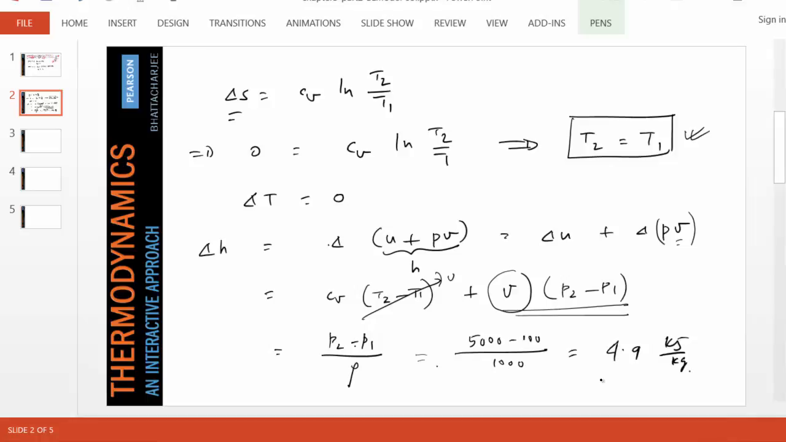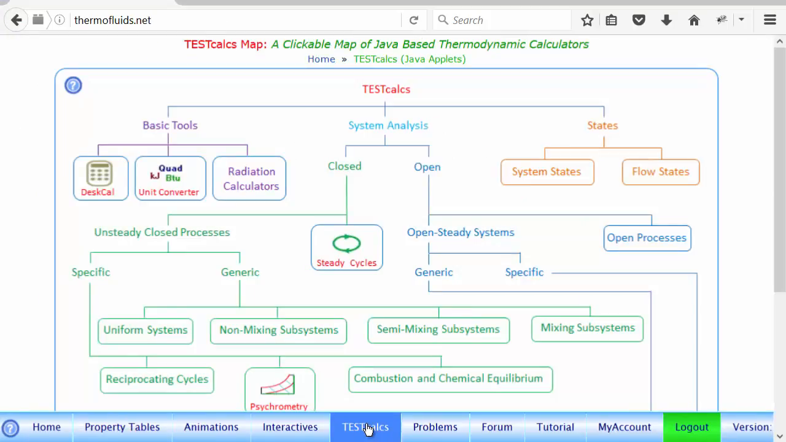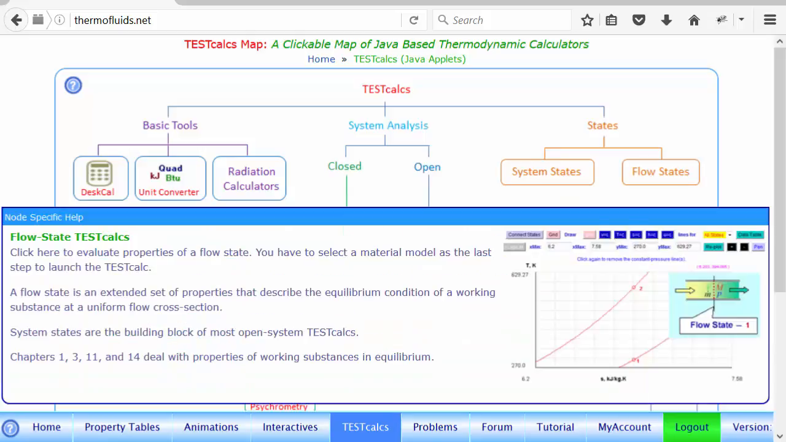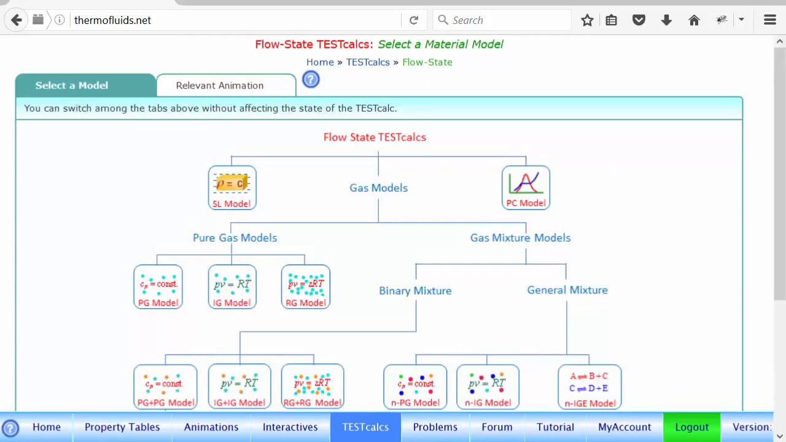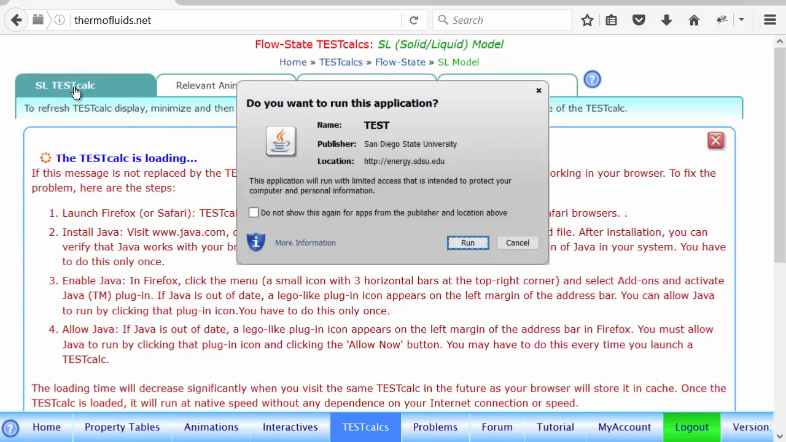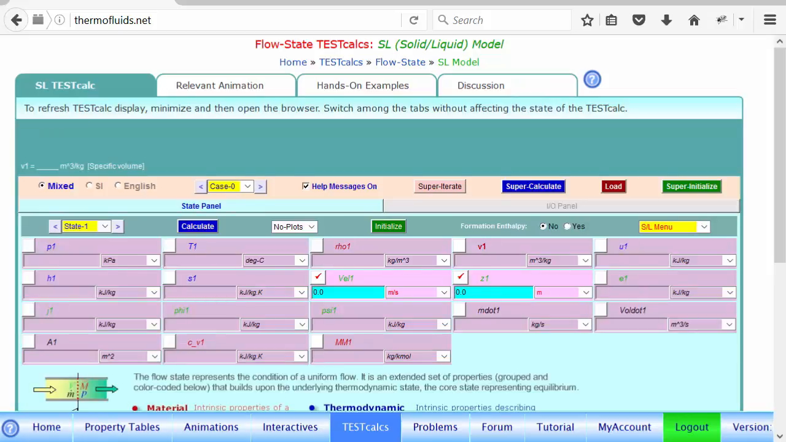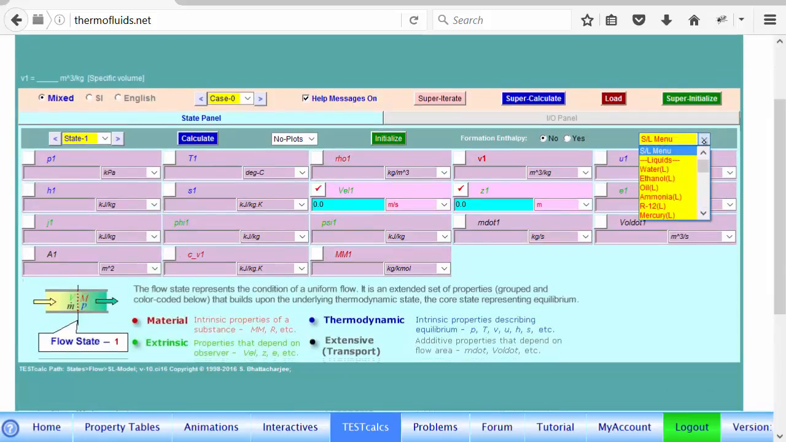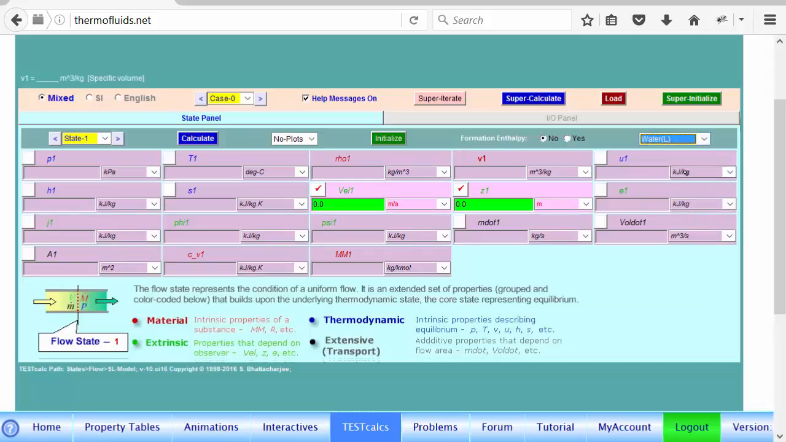Well, now how do you verify this solution using TESTcalc? For that, we launch the TESTcalc, but what kind of TESTcalc do you want to launch? System state or flow state? We obviously have a flow state involved with the inlet and exit, and then we choose SL model, and we go to the SL TESTcalc tab and click run, and there we go. Select water, liquid water. Pressure at 1 is 100 kPa. Notice that the height is already initialized to 0.